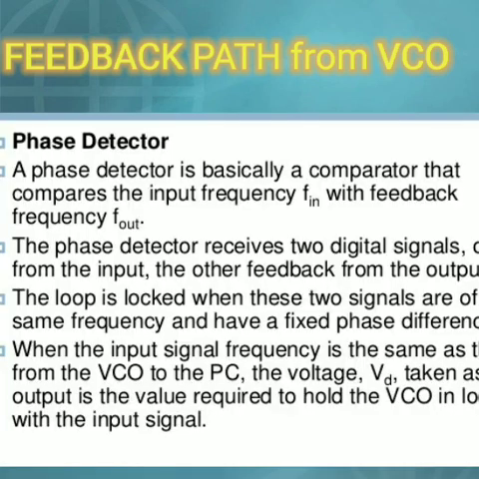A phase detector is basically a comparator that compares the input frequency with the feedback frequency. The phase detector receives two digital signals, one from the input and the other from the feedback from the VCO output. The loop is locked when these two signals are at the same frequency and have a fixed phase difference.